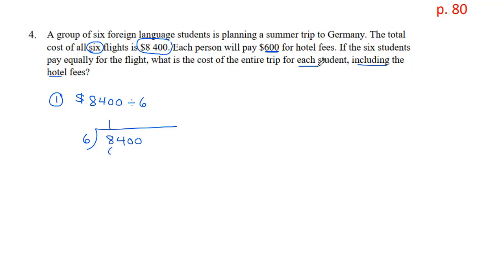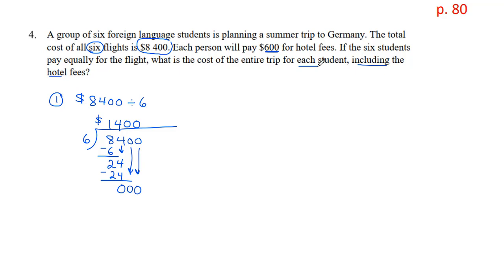6 goes into 8 once. 1 times 6 is 6, and we subtract. 8 minus 6 is 2, and we bring down the 4. 6 goes into 24 4 times. 4 times 6 is 24. And we subtract and we get to 0. And at this point, we are done because we can bring down zeros, and in our quotient, we're going to fill up zeros. So the cost per student for the flight is $1,400.